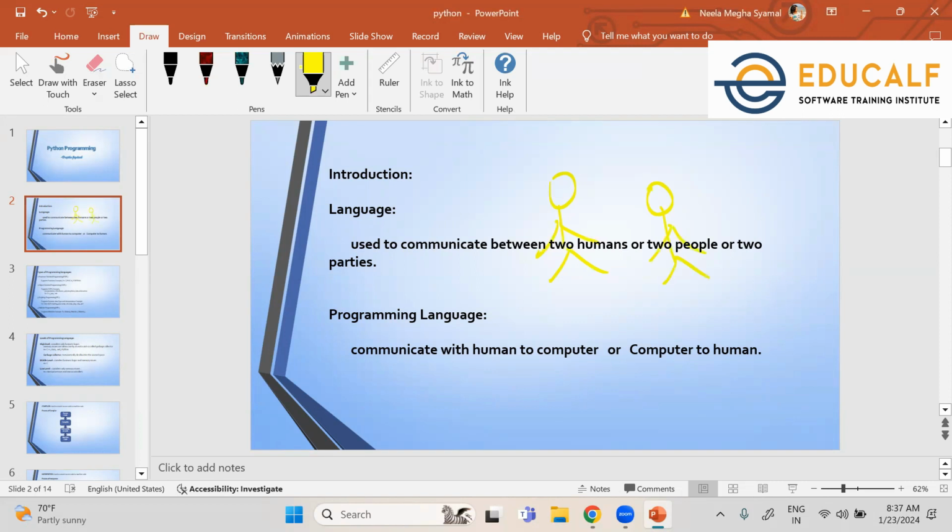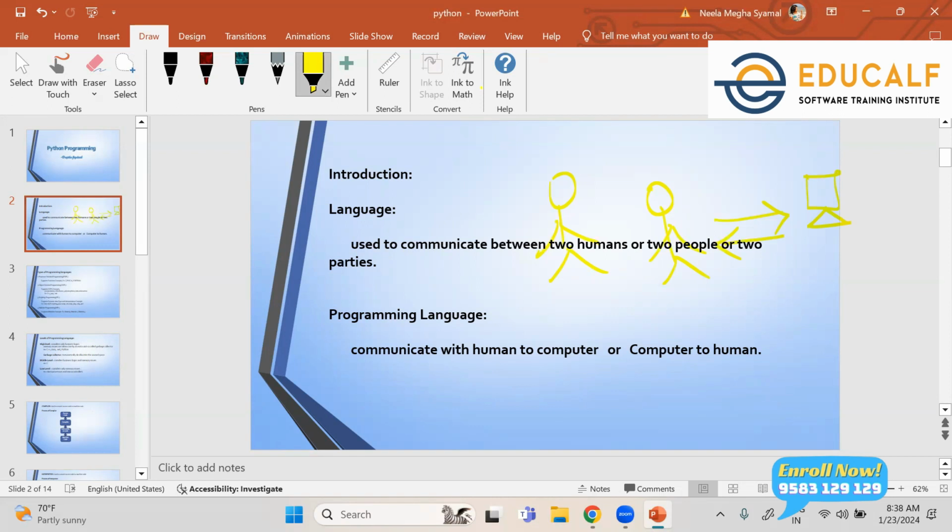But what is a programming language? A programming language is something which is used to communicate between a human and a computer, and a computer and a human. Suppose we are writing a piece of code in the system, that means the piece of code is something which is understandable by the system. And from that particular system, you get the output. The output is understood by you.